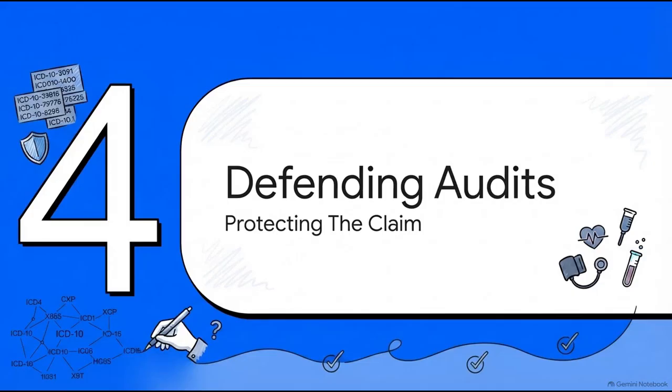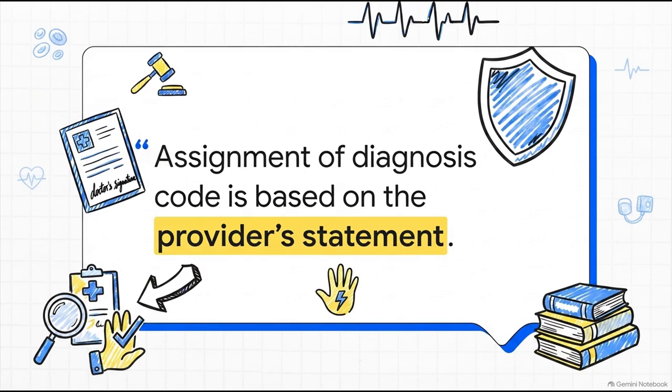Section 4, Defending Against Payer Audits, Protecting the Claim. Because let's face it, if you code sepsis, you will be audited. So let's shift to the real-world application. This guideline brilliantly illustrates your ultimate shield against auditor denials.